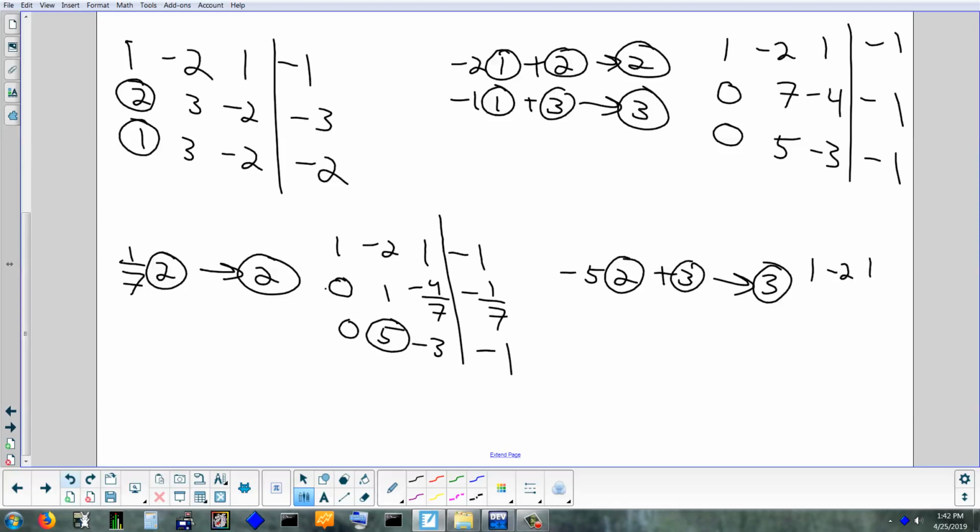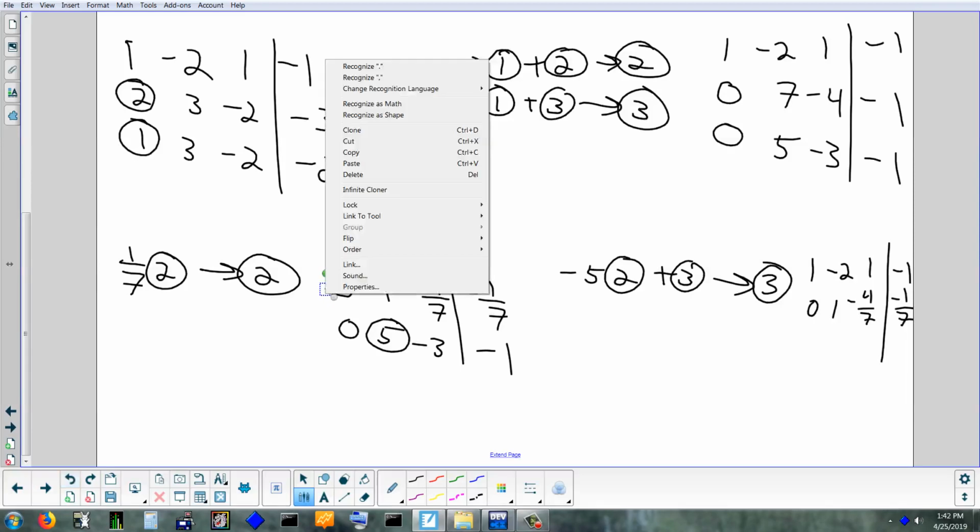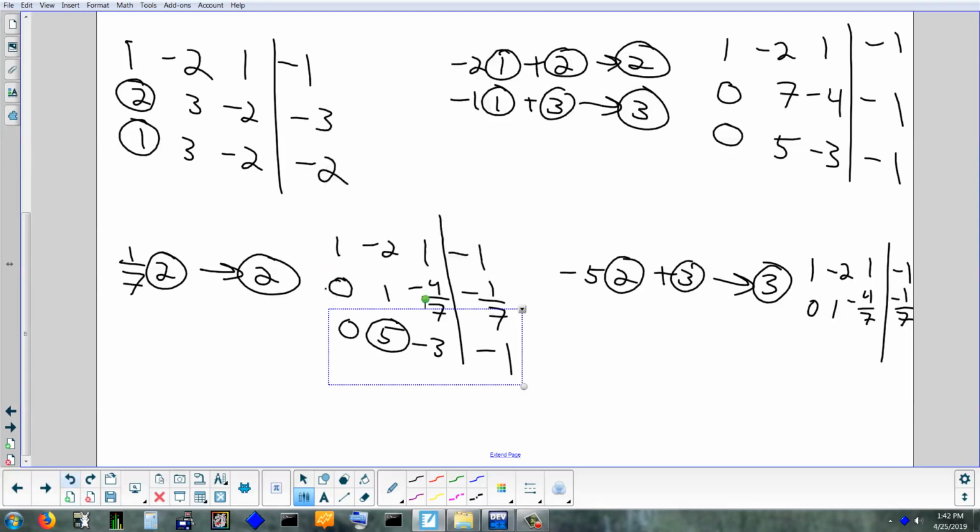1, -2, 1, -1. 0, 1, -4/7, -1/7. What would really mess you up is if you change those fractions to decimals. Don't round that, just leave it. And now we've got a calculation. 0 times -5 plus what's below it? 0 times -5? 0. Plus 0. 0. So as long as you do that, there's no way to ever mess that 0 up because what's directly above it is already a 0. 1 times -5? Plus 5. 0.